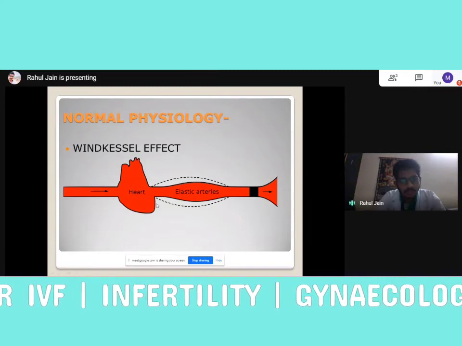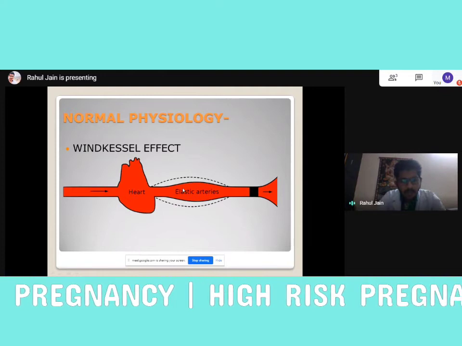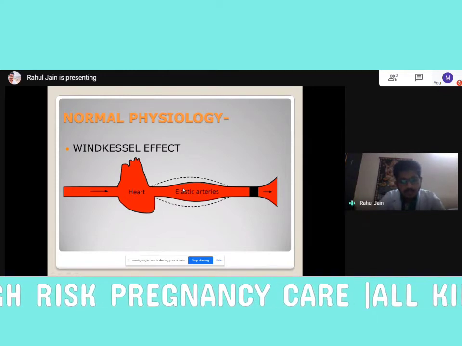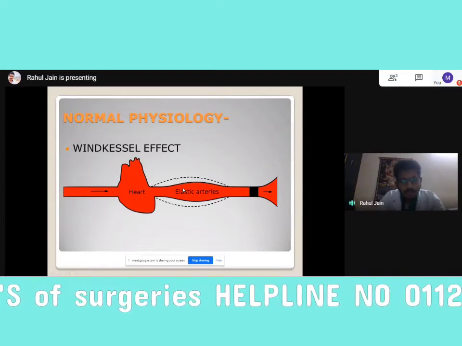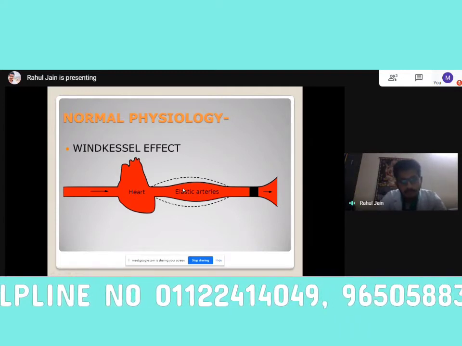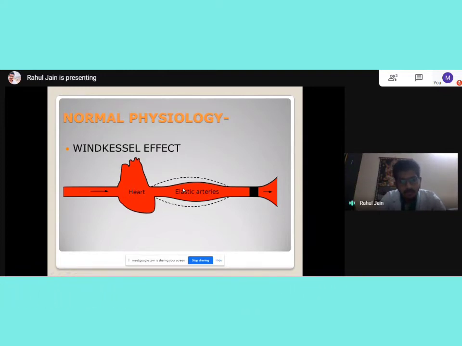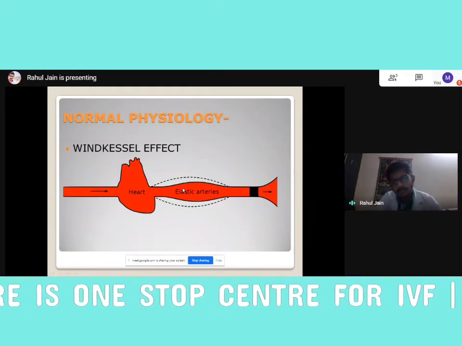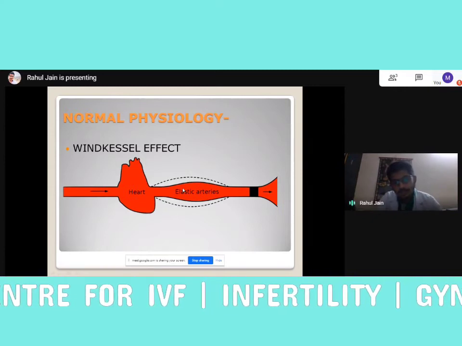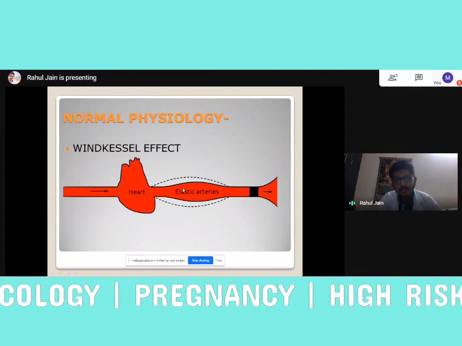Now the point to be noted from this slide is, suppose someone's arteries become rigid due to atherosclerosis, then their diastolic blood pressure will become lower and their systolic pressure will become higher, because the elastic effect will be gone and the Windkessel effect won't occur. So that is why in cases of isolated systolic hypertension, we suspect that there is atherosclerosis in that patient. And isolated systolic hypertension is also commonly seen in elderly people.